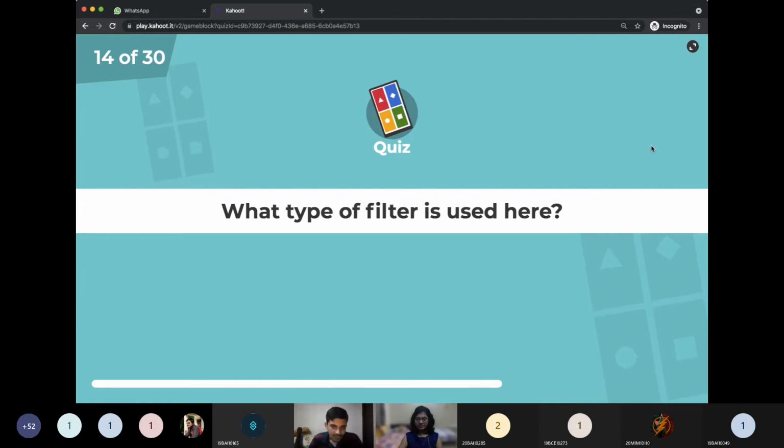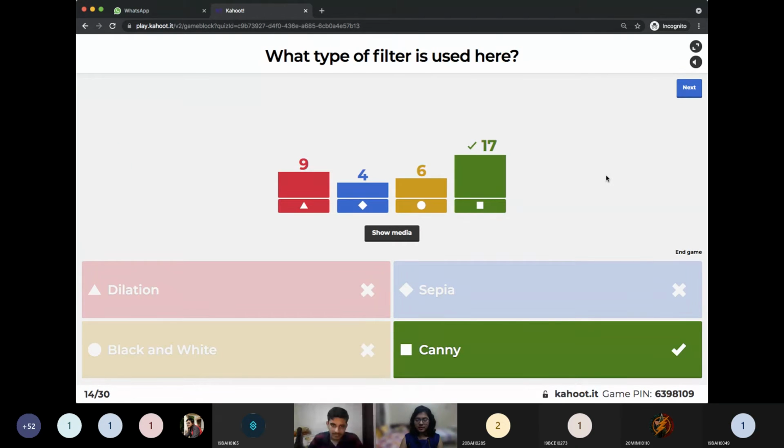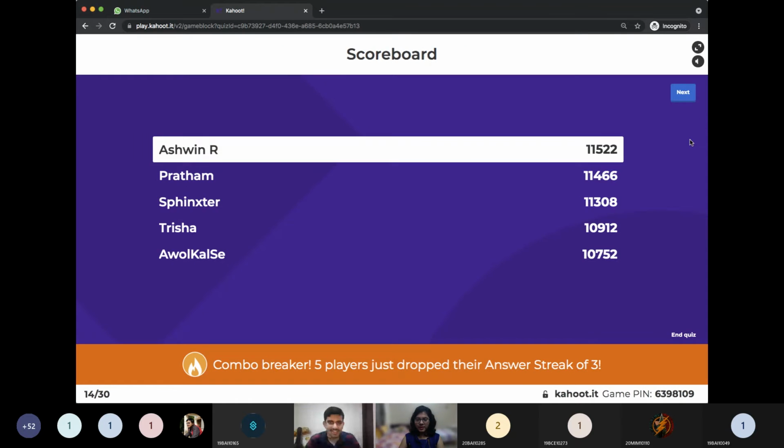For double points, what type of filter is used here? Observe the image and find the filter. Is it dilation? Is it black or white? Is it canny or is it sepia? Now this picture is converted to this picture. So what kind of filter is used? Okay. 17 got it correct. Impressive. Okay. What's the leaderboard? There's a change. There's a lot of change.